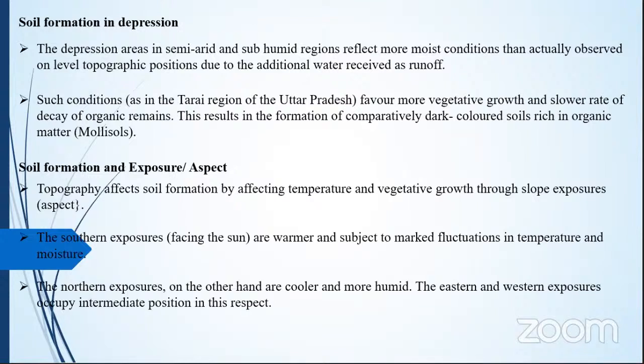At the same time, in eastern and western exposures, intermediate positions will be provided. That means the temperature and humid conditions will be intermediate. So these are the soil formations in exposure of topography in different directions, south, north, and eastern and western directions. Topography will influence temperature, water, runoff, and some vegetation also. Lot of factors are there.